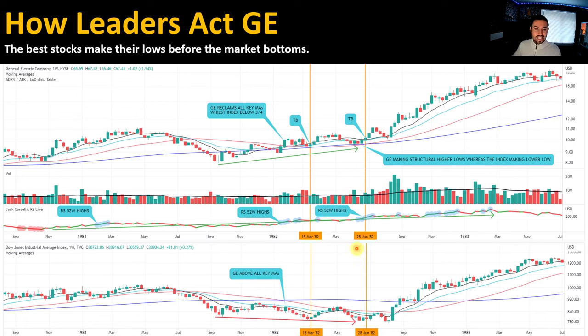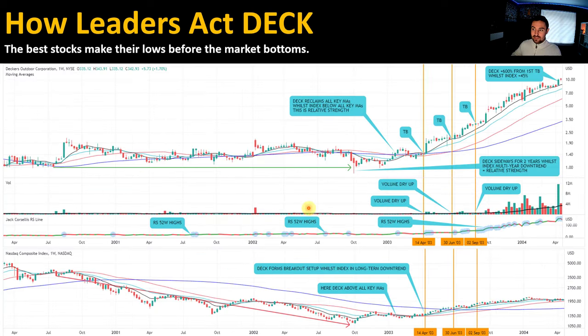Next one here, this is GE, General Electric, back in the 1980s, so more in kind of its growth phase. But the market is making lower lows, lower highs, lower lows, lower highs. What's GE doing? High lows, high highs, high lows, high highs. So it's coming out of a base while the index is still down here on its lows. Look at the 52-week highs. Telling you something.